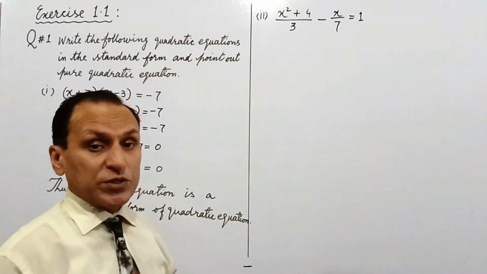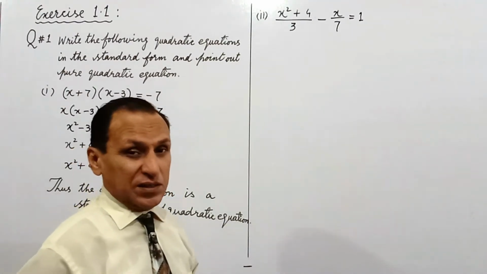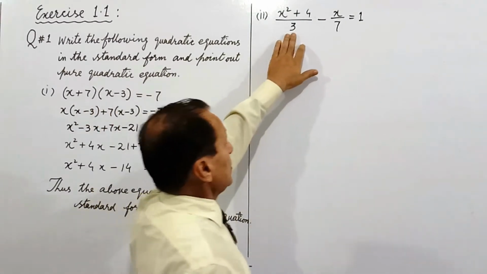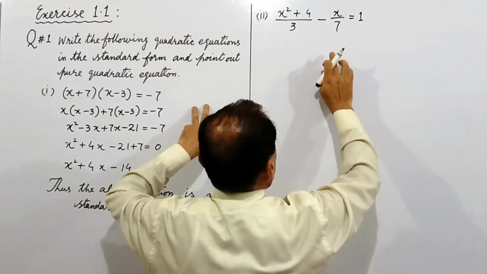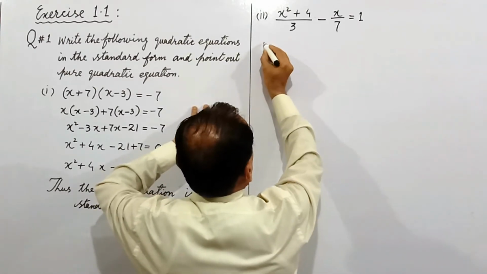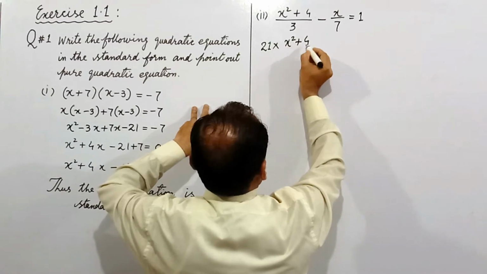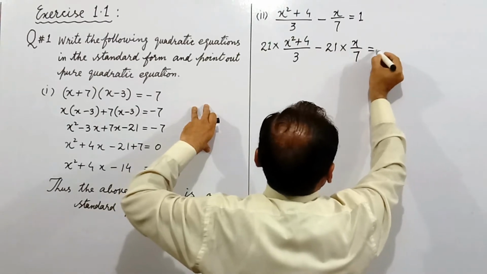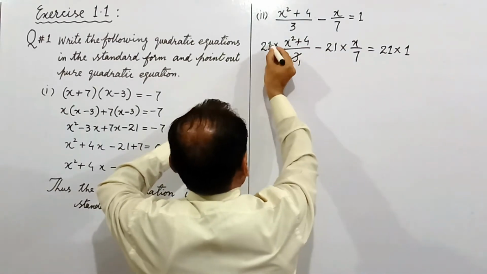Let's move to part 2, in which we are given a rational expression on the left hand side. You're familiar with the basic idea of finding the solution of such expressions. Actually, we take the LCM of the denominators and multiply by each term. So let's do it. 3 and 7 are uncommon factors, so therefore we find that LCM is equal to 21. 21 is multiplied to each term. 21 multiplied by x square plus 4 over 3, minus 21 multiplied by x over 7, and 21 multiplied by 1.